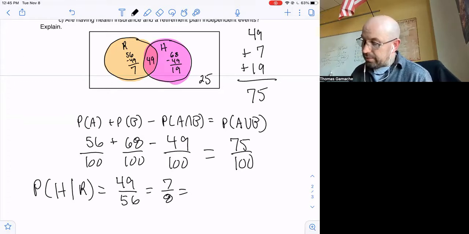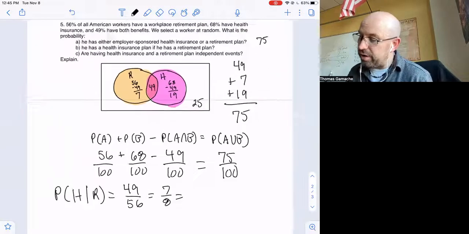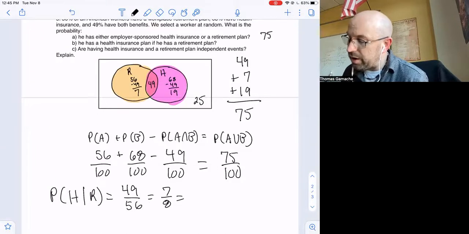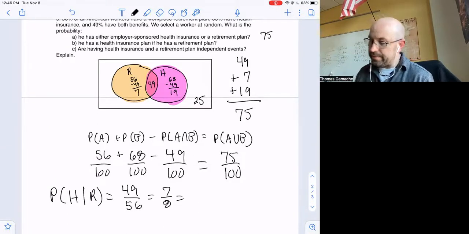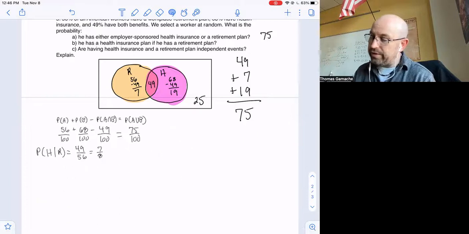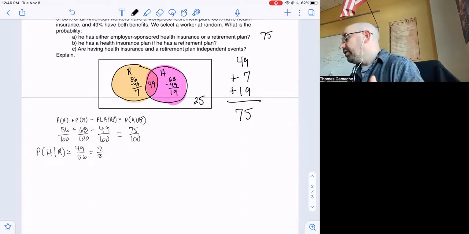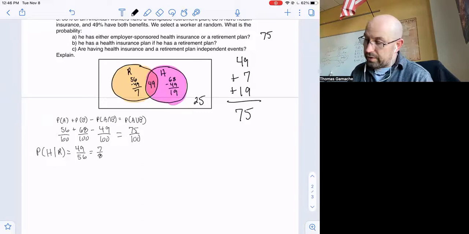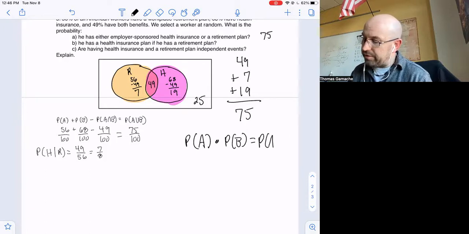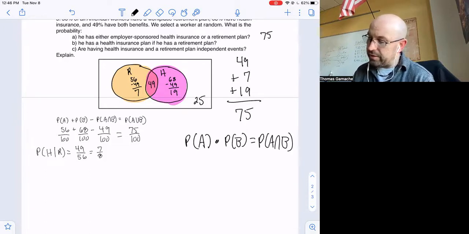Good. So now, on my next question, it says, are having health insurance and a retirement plan independent events? Here's what we want to remember about independent events. A lot of times we try to go just based on logic. You have to prove an independent event mathematically. Ultimately, what that means is that there's no relationship between one event and the other. So we're going to try and prove that. There are a couple of ways I can do it. I can do a probability of A times the probability of B to give me the probability of them both happening at the same time. Let's see if that happens here.